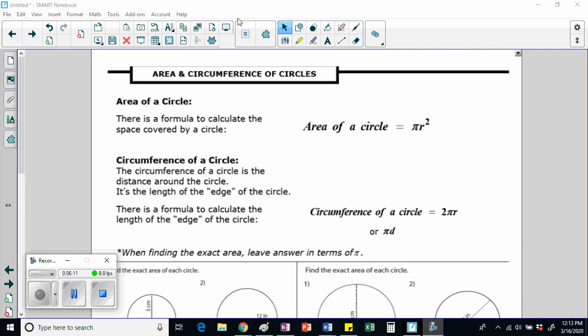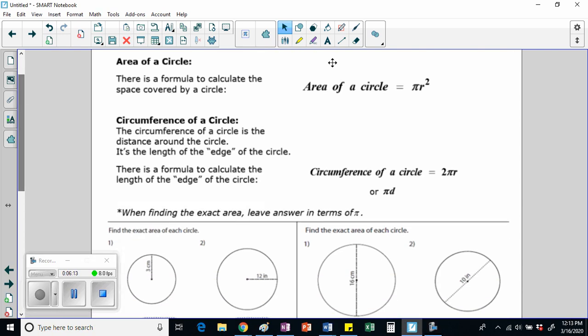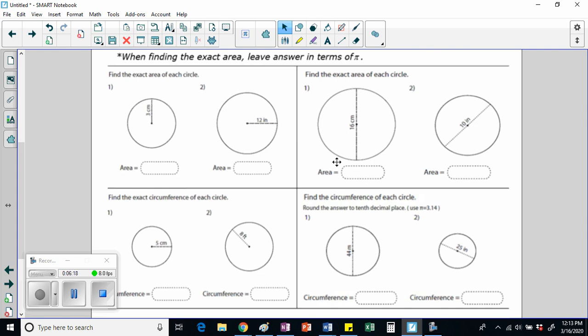On page 19 in the note packet, the formulas are given to you. They're listed up here. You can use them. But we're going to need to practice finding exact answers for these problems. So we're going to leave things in terms of pi. So this first problem here, problem number 1, find the exact values. So your answer is going to say something like 10 pi or 30 pi.